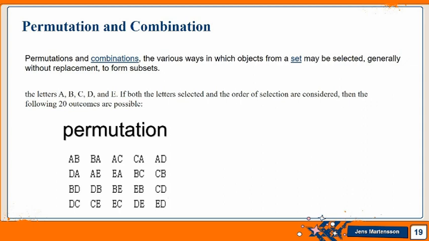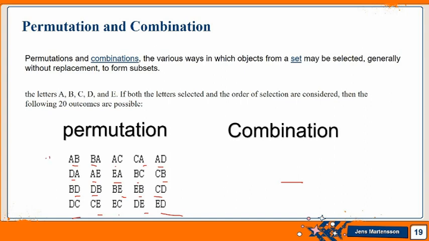So, we have AB, BA, AC, CA, AD. Next, we have DA, AE, EA, BC, CB. We also have BD, DB, BE, EB, CD, DC, CE, EC, DE, and ED. So in short, in permutation, we have 20 possible outcomes.